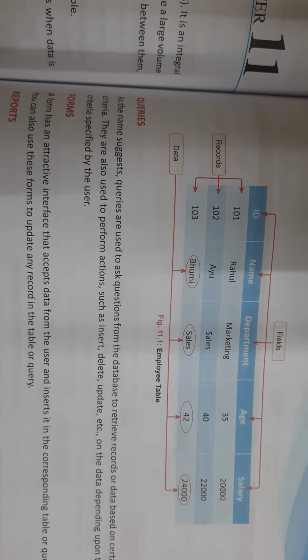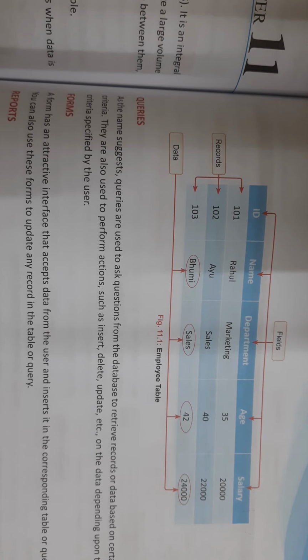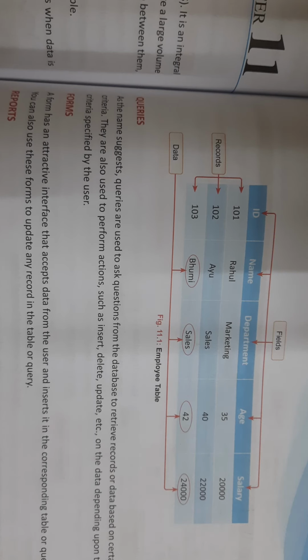Forms means what? Forms have an attractive interface that accepts the data from the user and inserts it in the corresponding table or a query. You can also use these forms to update any record in the table or query. Now, report means what? Reports are used to display the selected data in a printable format. These are used for decision making and analyzing the data by organizations.